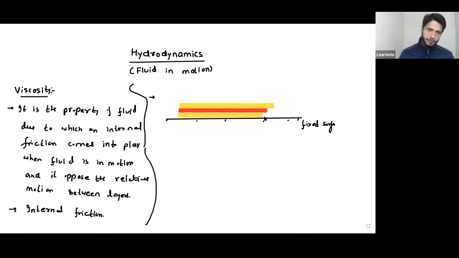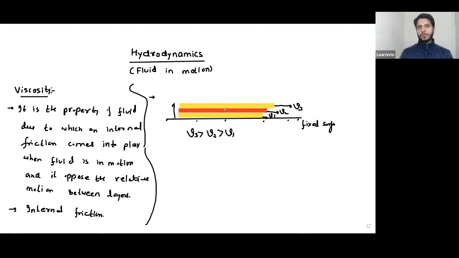This layer has some velocity. Let's say that velocity is v1. This layer has a velocity v2. This layer has some velocity, that is v3. So the layer which is in contact with the fixed surface has minimum velocity. This one has comparatively higher velocity, and this has velocity higher than v2. So if I go from bottom to top, these velocities are in increasing order. v3 is greater than v2, which is greater than v1.